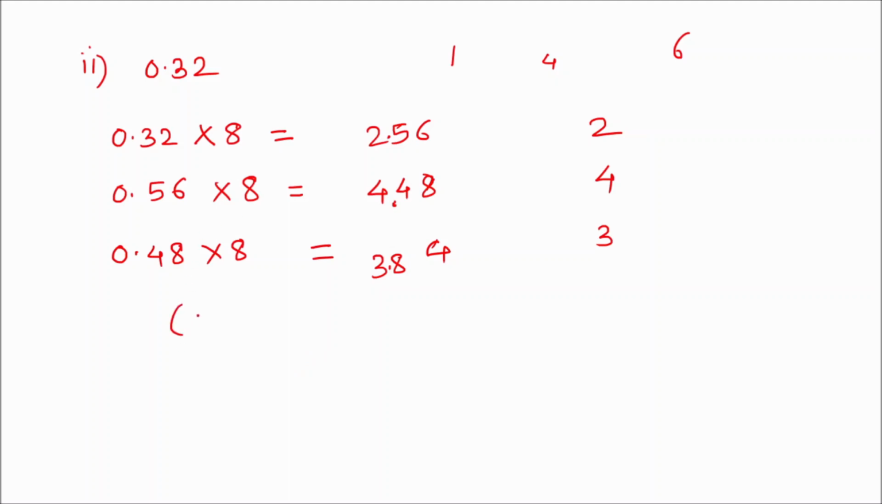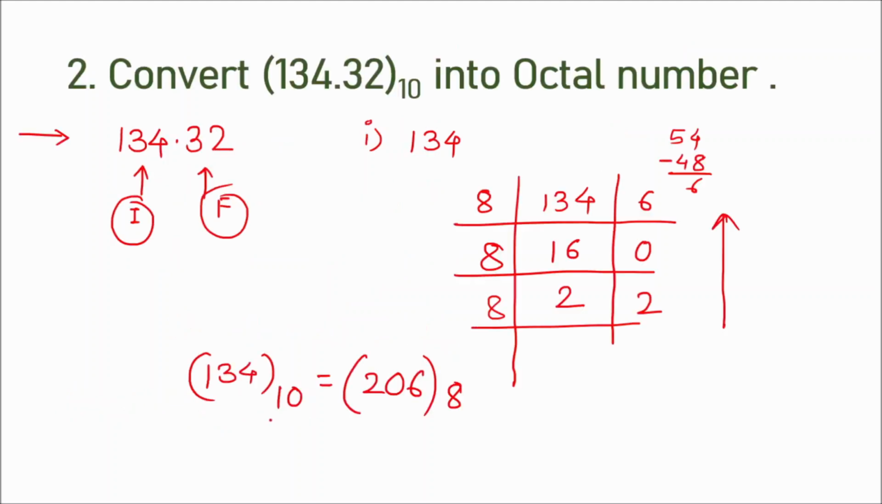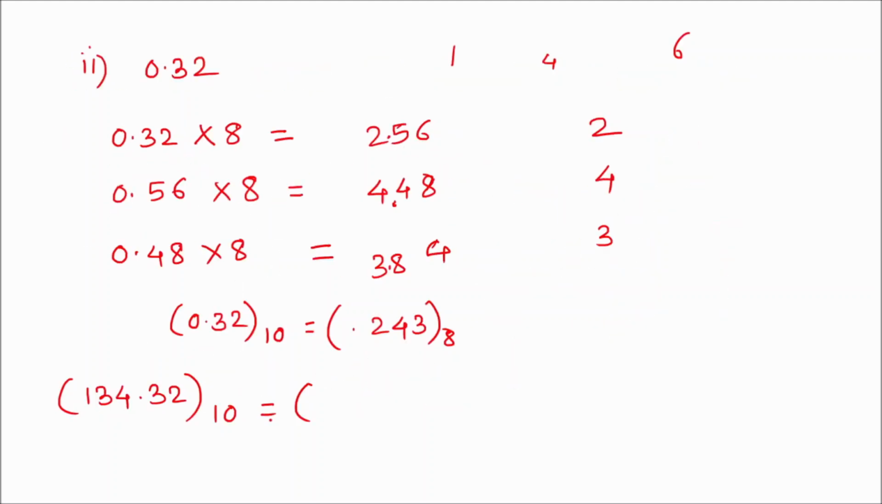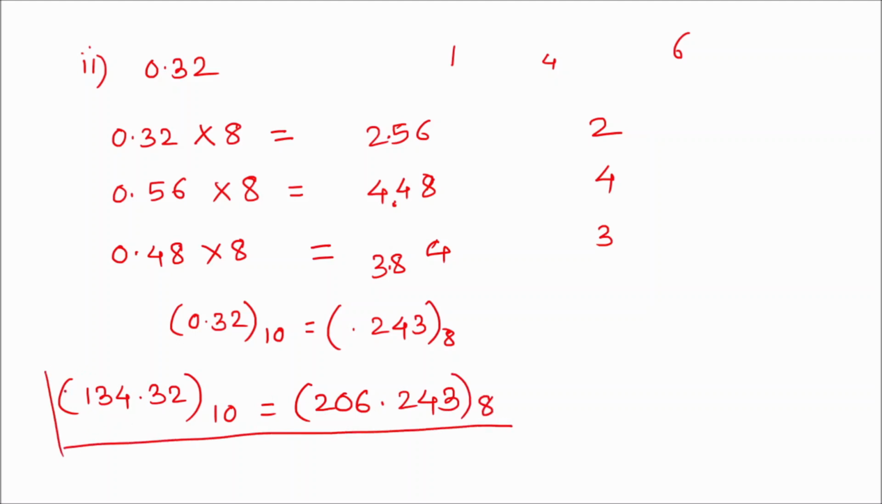Hence I am writing 0.32 as a decimal. It can be written as 0.243 in octal. Now we'll combine the numbers, that is 134.32 in decimal. We can write it as 134 can be written as 206. So I'll write 206.243 in octal. So this is nothing but how you can convert a decimal number into an octal number.